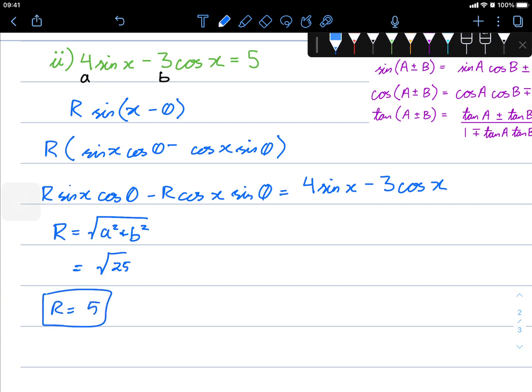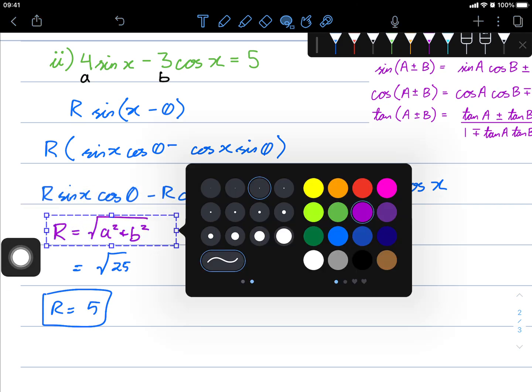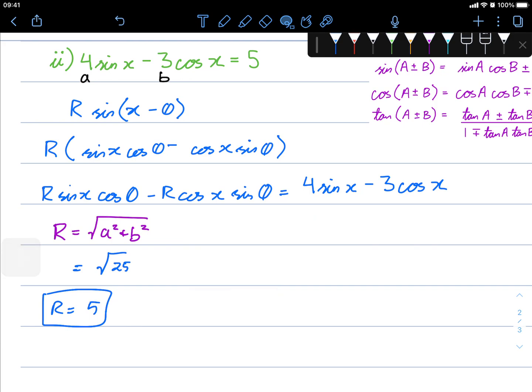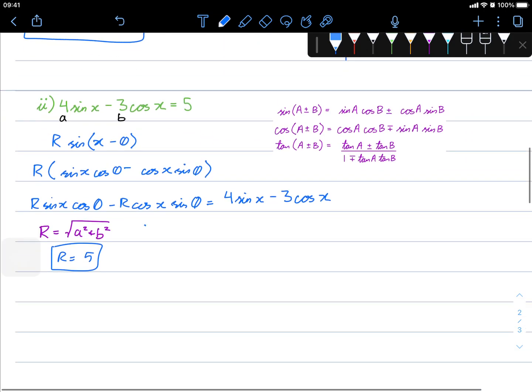That is a little trick you can do to get here a lot faster. So R is always going to be the square root of a squared plus b squared. Always keep that in mind. It's a little shortcut you can take. So let's move that. And then from here, you can go straight into this step 5.